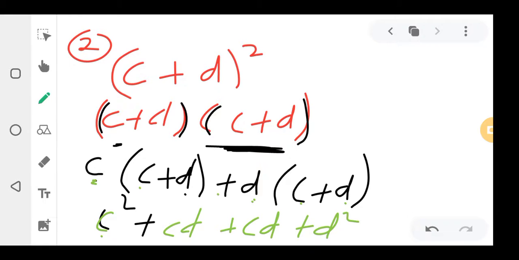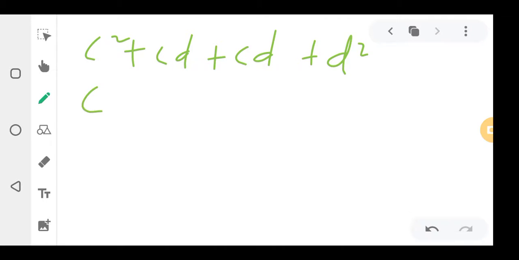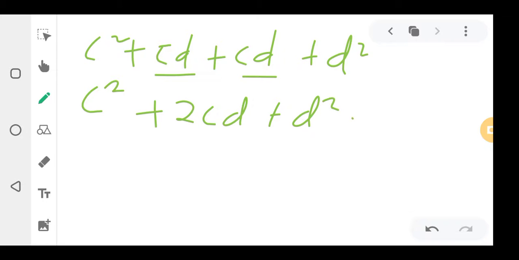So the answer will be c squared plus cd plus another cd plus d squared, which will be c squared plus 2cd plus d squared. That's the answer.